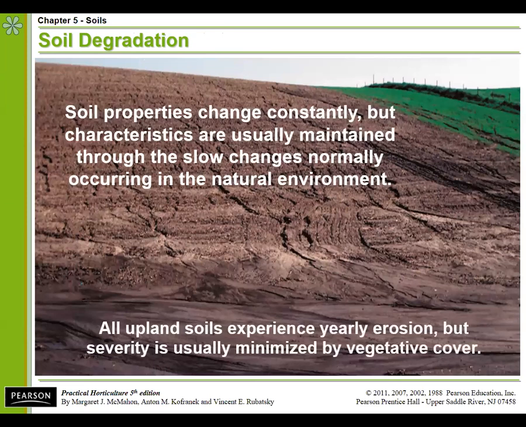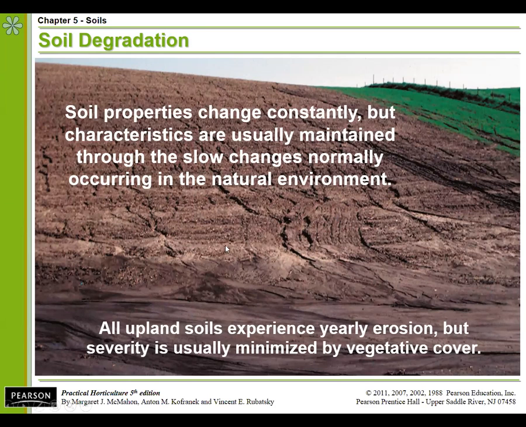Now let's just talk a little bit here about soil degradation. Soil properties are changing constantly with how we are interacting with the soil, but the characteristics are usually maintained throughout time with slow changes in the natural environment. So what happens to soils as they are degraded? Generally, all upland soils are going to experience some erosion, some movement of soil particles down slope. But we can minimize that severity by vegetative cover.